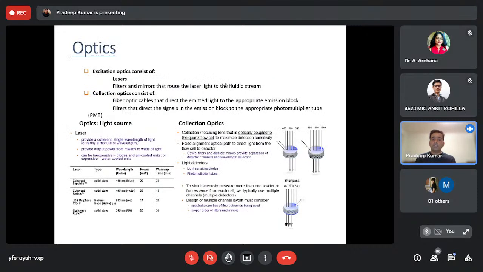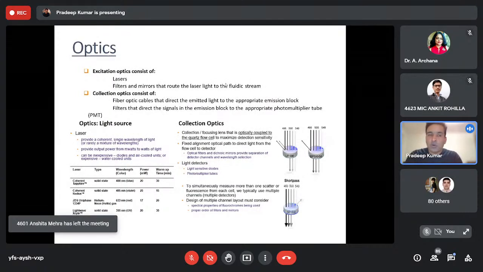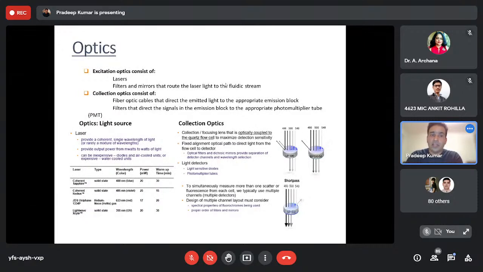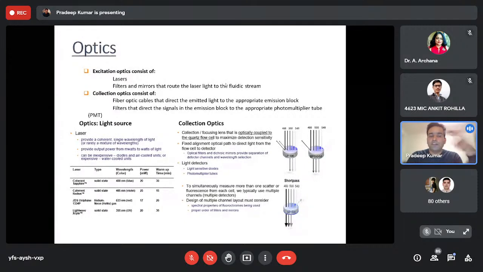The second component is optics. I'm going to cover what I've covered in the initial slides: there are two components of the optics. The first one is excitation optics, which includes lasers and filters and mirrors that route the laser light to the fluidic stream. The second component of the optics is collection optics, which includes fiber optic cables.